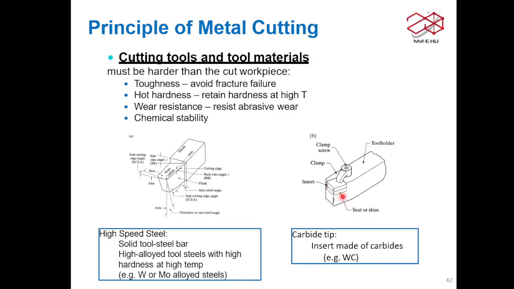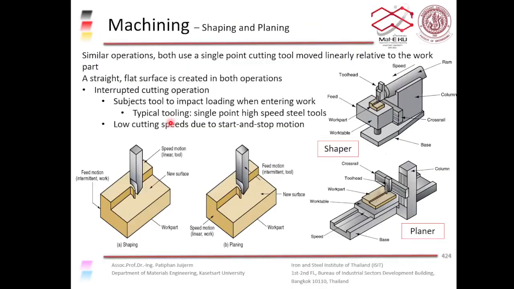So this is a single point cutting edge, so we only need this bit to be hard, right? All the other bits around here have to be strong and tough, etc. So we use high speed steel to produce the tool holder, and we use other material like ceramics and carbide, etc., to produce the cutting bits.